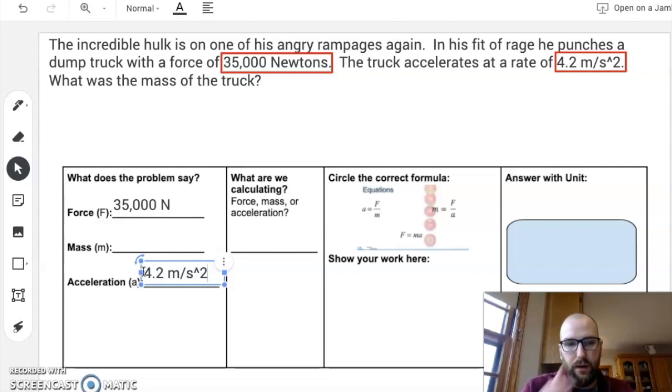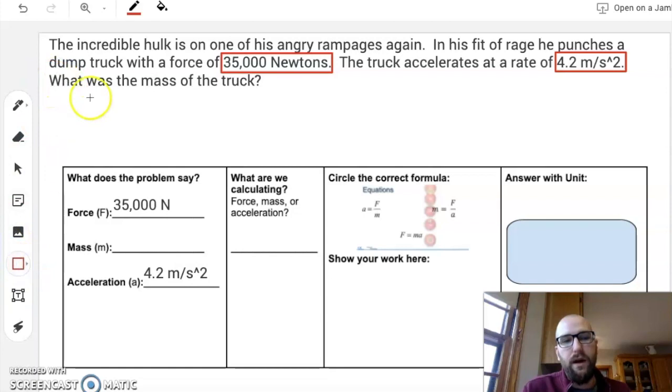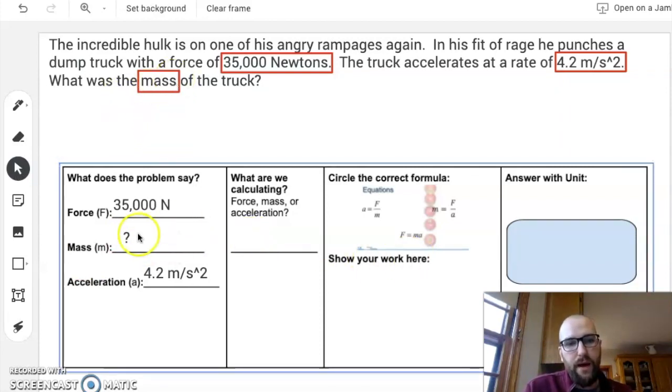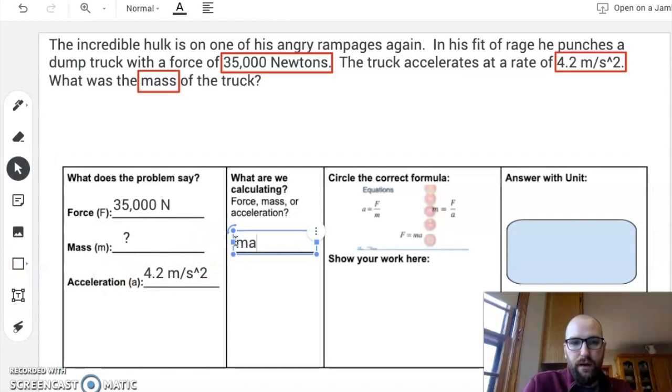We use a little caret with a 2 when we're writing squared on our computer, because sometimes it's hard to do that little superscript. So we'll just do it this way for practice's sake. And the last piece of important information, I find my question word, which is what, and it's talking about mass. What mass? So I'll put a box around mass, and that's telling me it's my question word. So what am I finding here? I'm trying to find what the mass is. I'm going to write that in just to make sure I've got everything in the right place. I'm double checking, and I see mass.